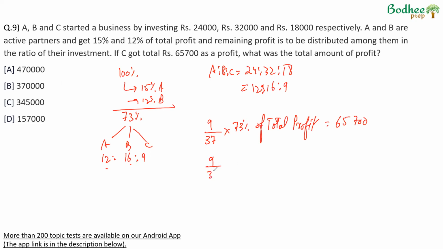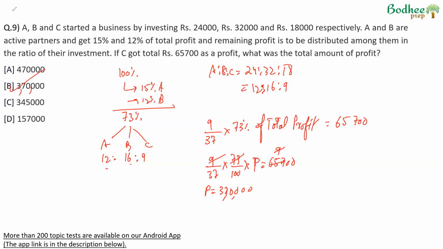So 9 upon 37 into 73 upon 100 into total profit, say P, is equal to 65700. If we cancel it out, 9 3s are 27. 27 to 657, 9 and 9 cancel. So P becomes 37. This goes at the top, 0000. And therefore 3,70,000 is the total profit that happened.